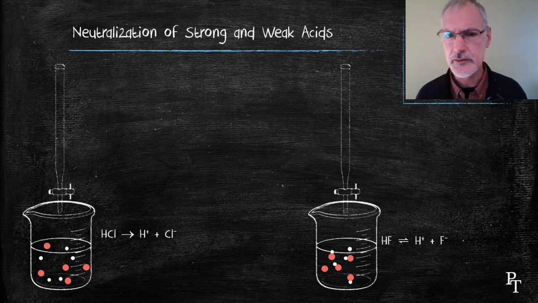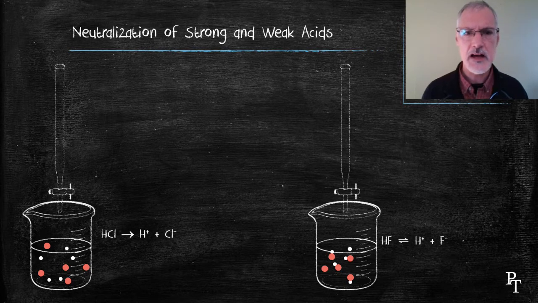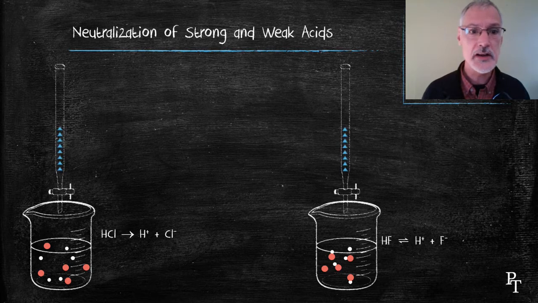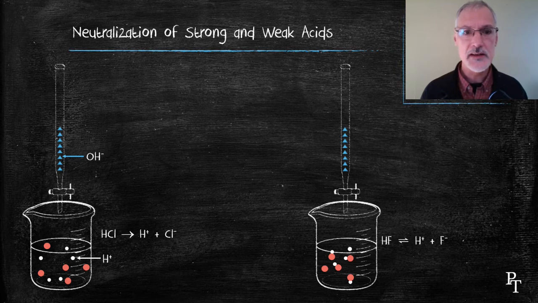One of the interesting points about these two substances is how do they behave when they're being neutralized? So in this case, I'm going to use sodium hydroxide, and I'm going to represent the hydroxide ion by the presence of these small triangles. On the left-hand side, I have my strong acid.